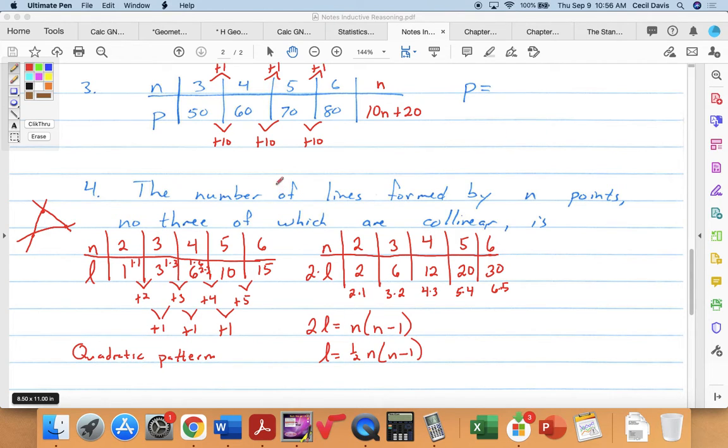Let's see if this works. We said that 7 was going to be 21, right? So for n equal to 7, L would be 1/2 times 7 times 7 minus 1, which is 6. That'd be half of 42, which is 21. It does work. Okay? That's as ugly as they get.